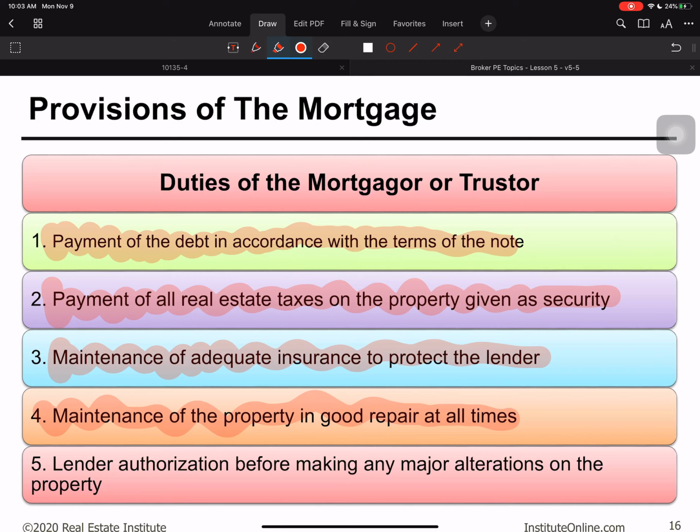Lender authorization before making any major alterations on the property. I've never heard of a homeowner having to call the lender and say, hey, I'm redoing my kitchen, right? Sometimes they just do it, but per the exam, it's on the slide, so we teach it.